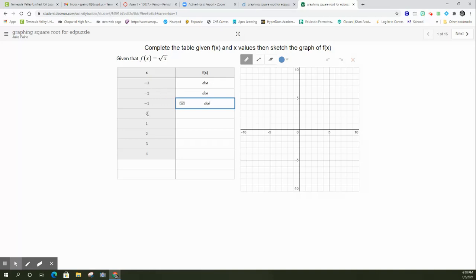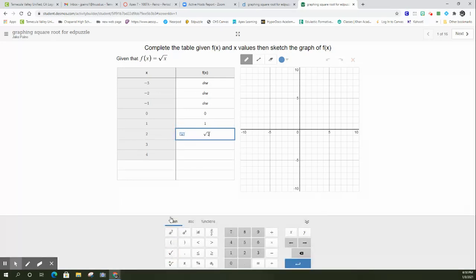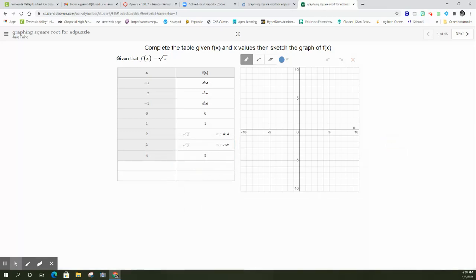Starting at 0, the square root of 0 is 0. Square root of 1 is 1. Square root of 2 is just the square root of 2, which is approximately 1.4. Then 3 is the square root of 3, and the square root of 4 is just 2. So what is this graph going to look like? You plot the points that we have: (0, 0), (1, 1), (4, 2), and I'm going to skip those decimals, but they're somewhere in between there.